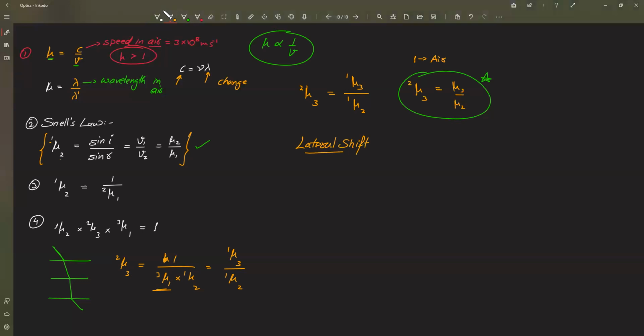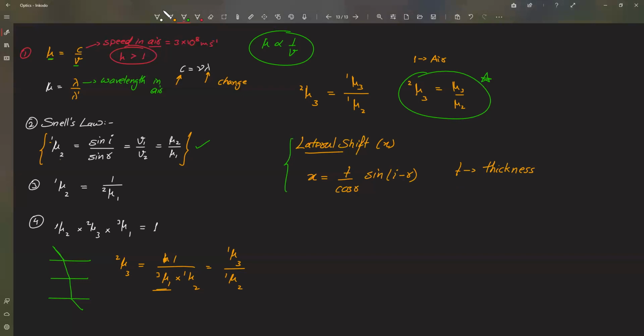In lateral shift, we have seen that the lateral shift, let's say if it is represented by x, then x is equal to t divided by cos r, into sin(i minus r). So what is t? T is the thickness of the medium, for example, that slab. And x is the lateral shift. So lateral shift is x. So again, a very important formula.